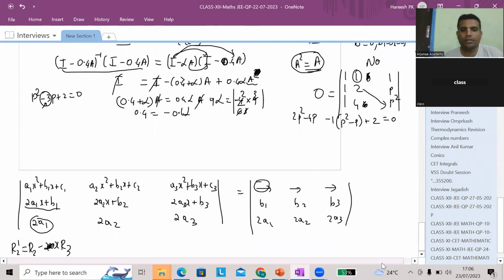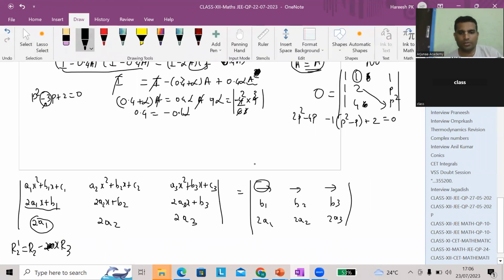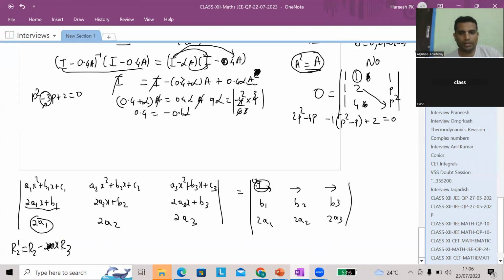Just calculate the coefficient of x square. What is the coefficient of x square here? You have a1, right? You're multiplying a1 with this minus this. So a1 x square, you're multiplying it with b2 2a3 minus 2a2 b3. Similarly, minus a2, you're multiplying with what?